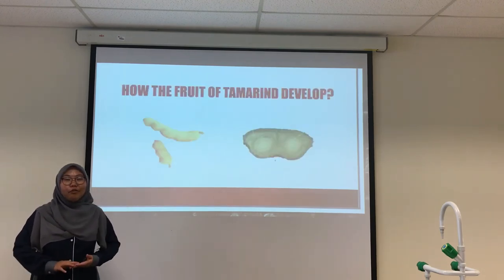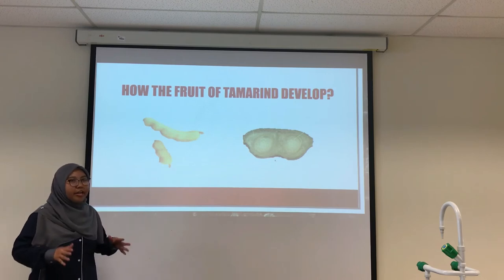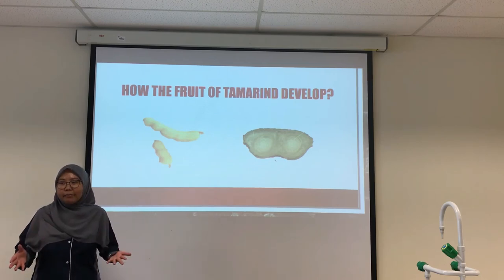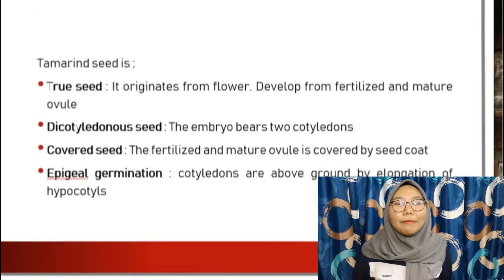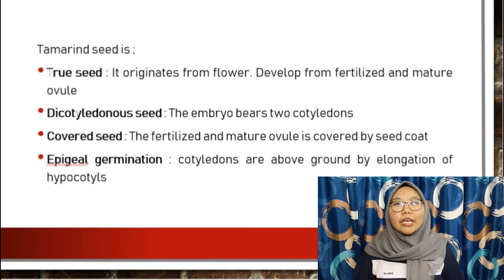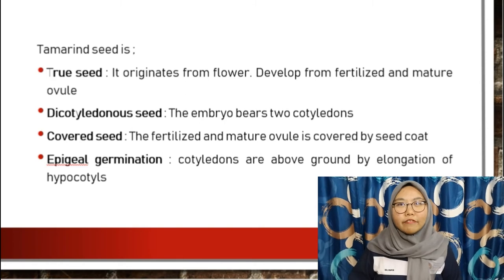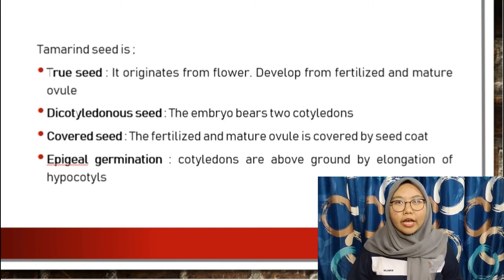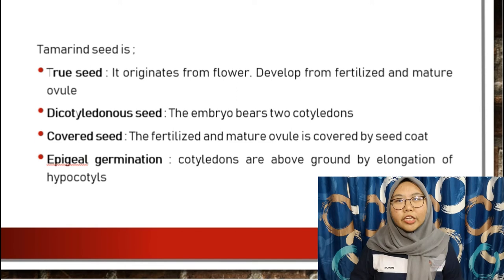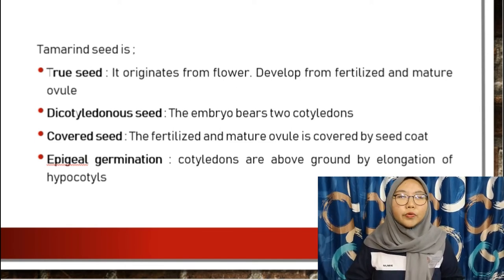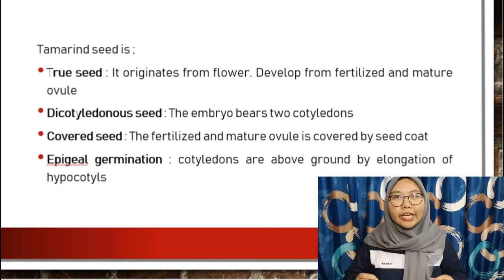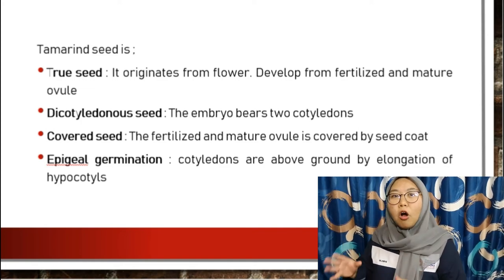Okay, we move to the question of how the fruit of the tamarind develops. Tamarind fruit is a true fruit. The fruit is developed from the ovary and it occurs from the pollination and fertilization. Ovary develops into a legume. Fruit is technically called a legume or pod.